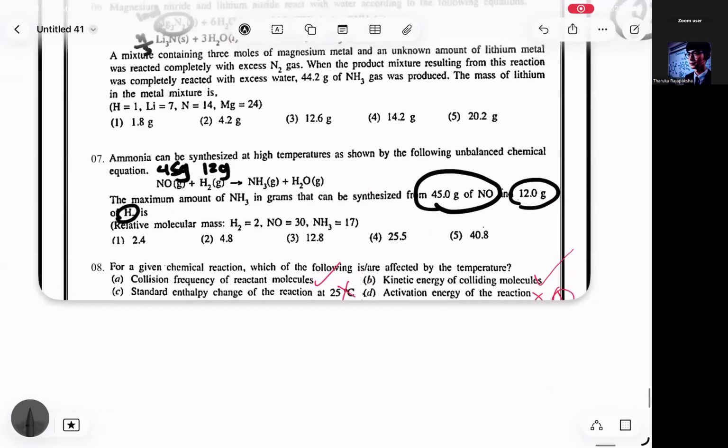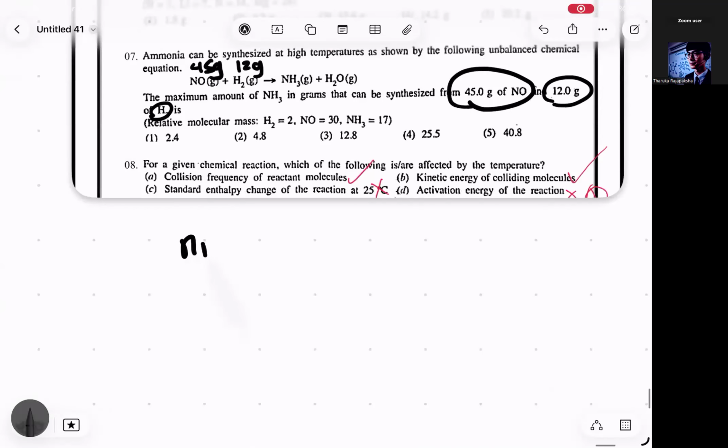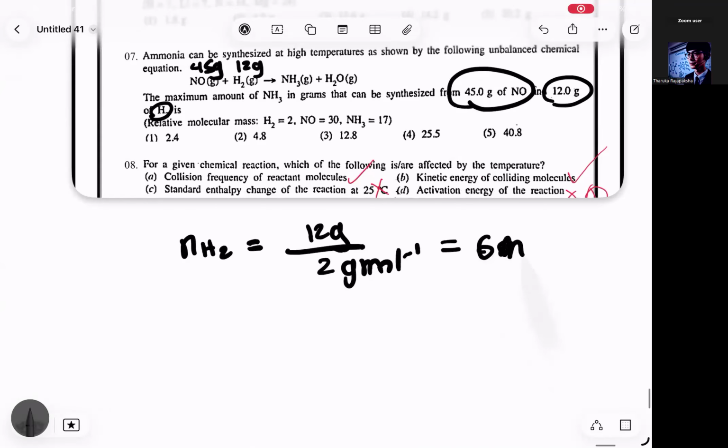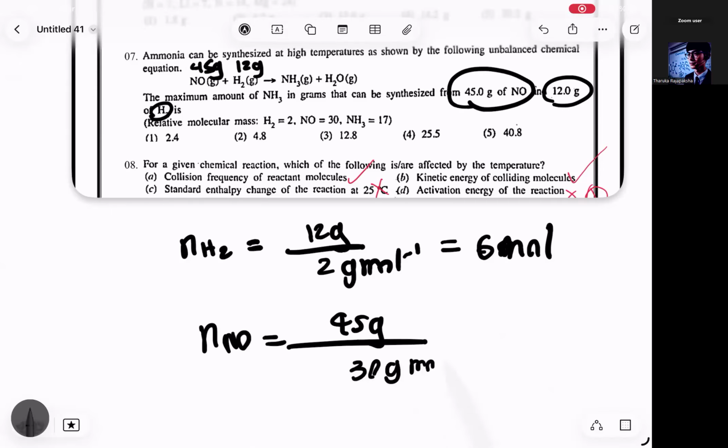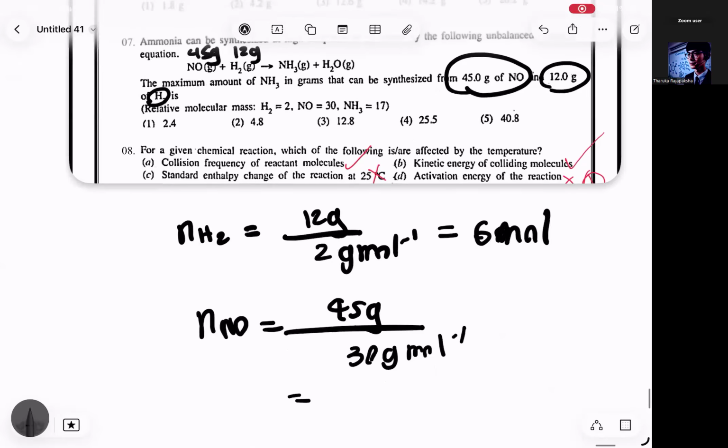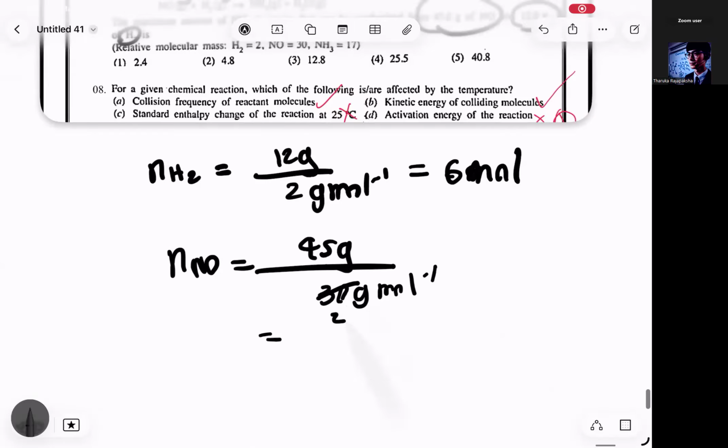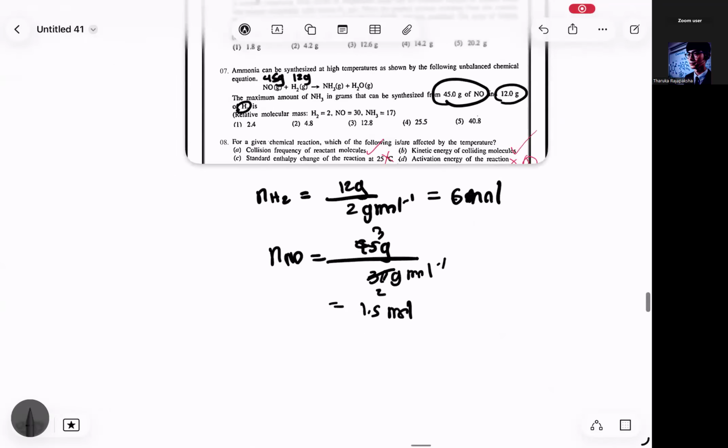The number of moles of H2 will be 12 grams divided by 2 grams per mole, which is 6 moles. Then the number of moles of NO will be 45 grams divided by the molar mass of NO, 30 grams per mole, which is 1.5 moles. Right. So now we find the limiting reagent.